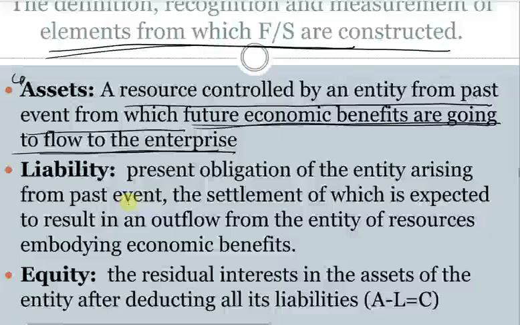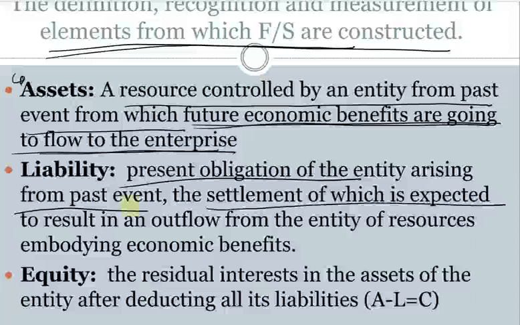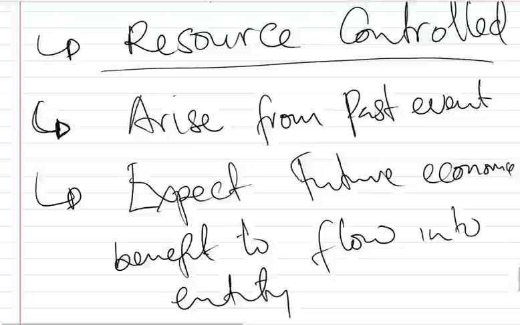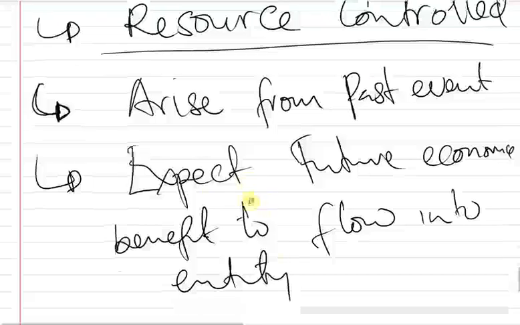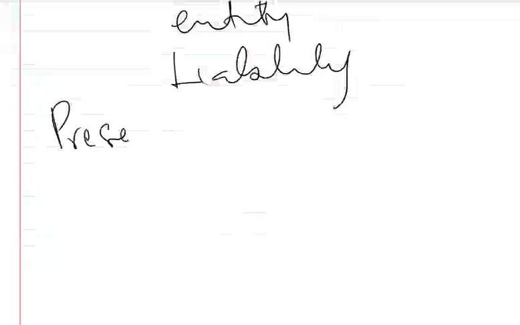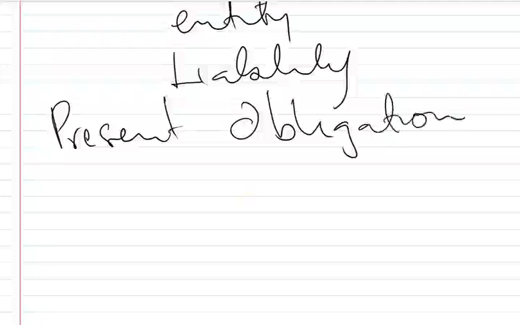So let us look at a liability. A liability, on the other hand, is a present obligation of an entity arising from past event, and lastly, the settlement of which is expected to result in outflow from the entity of resources embodying the economic benefit. So there are three things as well. For a liability to be a liability, there's supposed to be a present obligation. Right now, you are obliged.